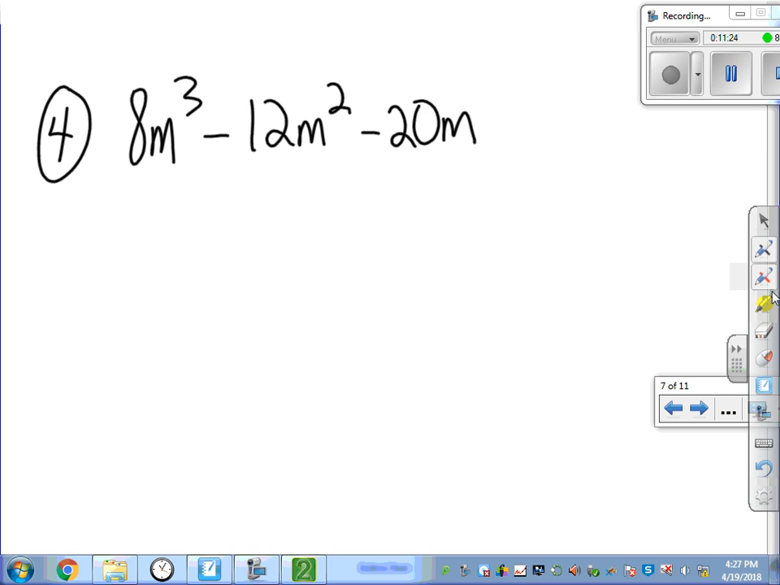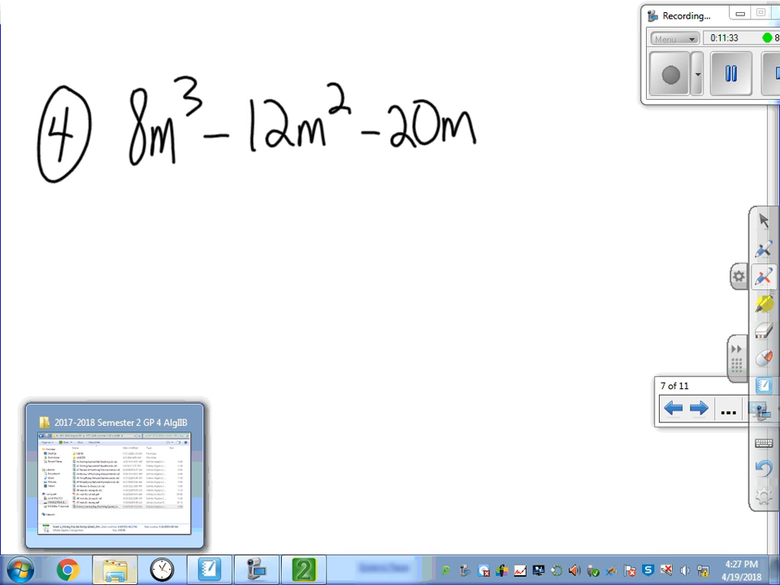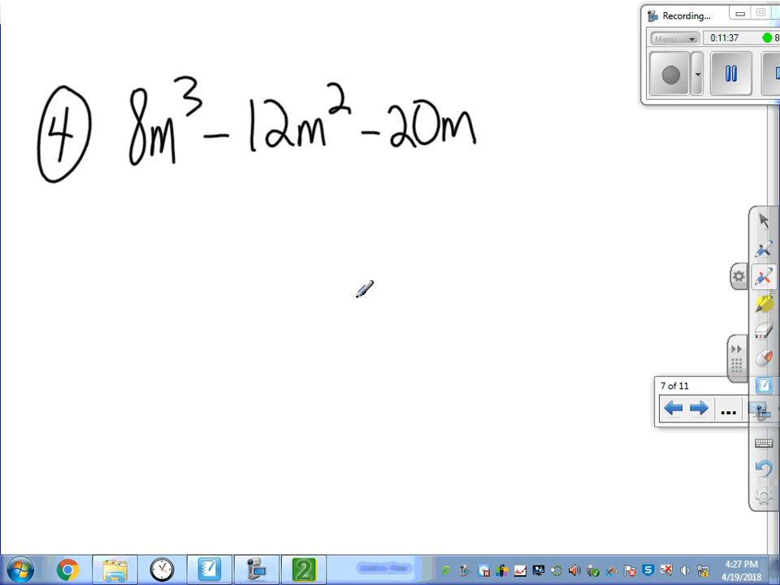So let's first notice that this is not quadratic. This is something other than quadratic because the highest exponent on the letter is 3. That's a red flag that we should hopefully be able to take some stuff out. Meaning, let's find what the GCF is.